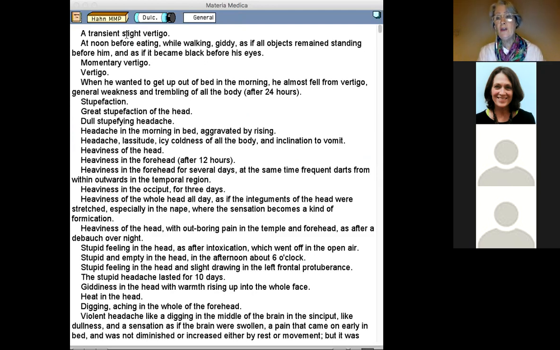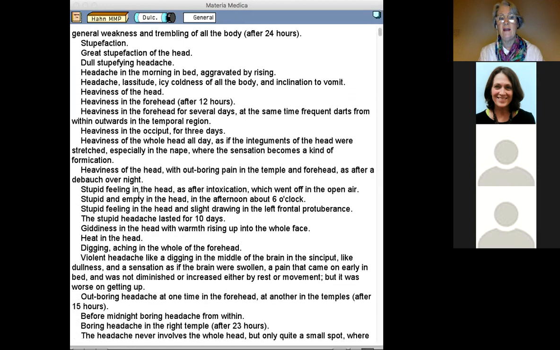Now, just between you, me, and the lamppost, I find this very hard to draw conclusions from because it's at a very, very granular level. Transient slight vertigo, at noon before eating, while walking, giddy, as if all objects remained standing before him, and as if it became black before his eyes. Okay, momentary vertigo. He's got all these things right here about vertigo. That's all lumped together.